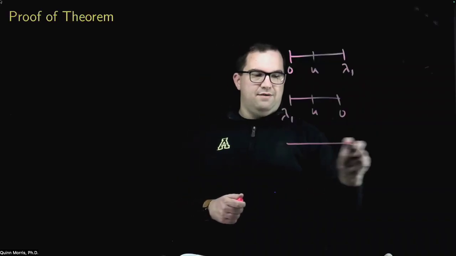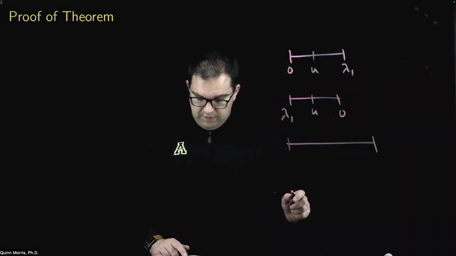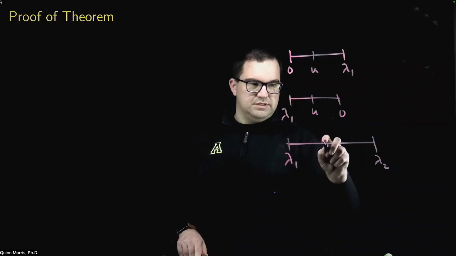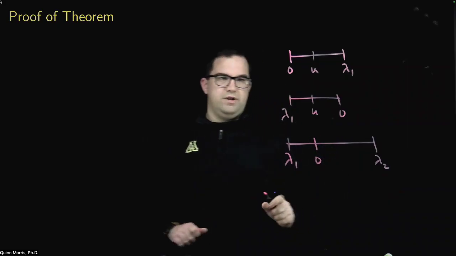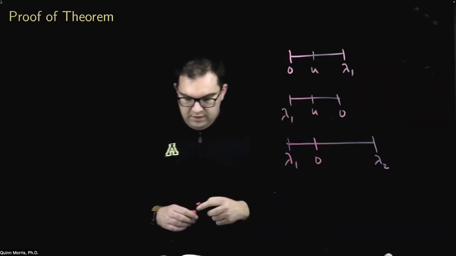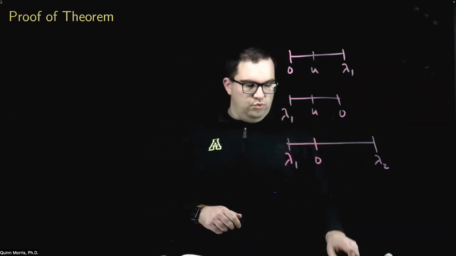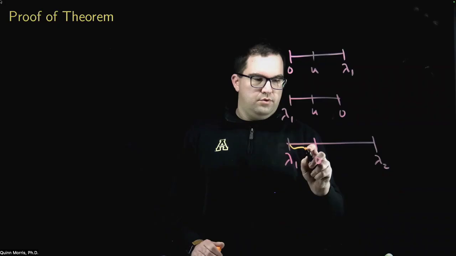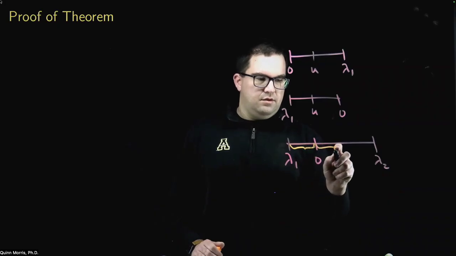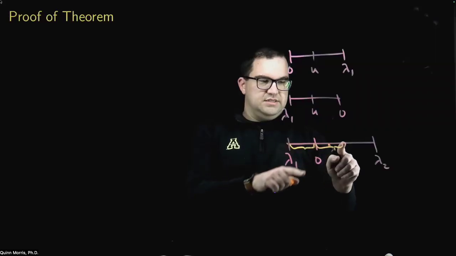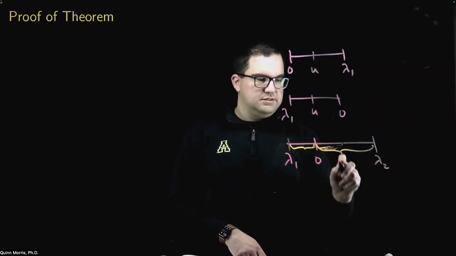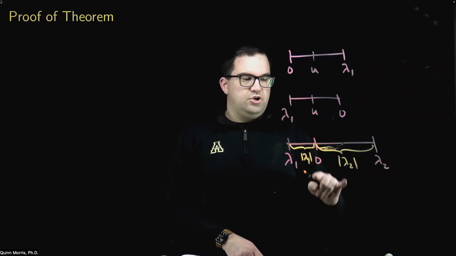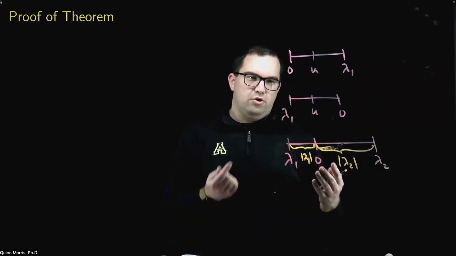Now you have, let's say, lambda 1 and lambda 2, and let's just say they have opposite signs. So maybe lambda 1 is negative, lambda 2 is positive, and maybe 0 is somewhere in here. It doesn't have to be exactly in the middle. The idea is you want to choose a u so that u is within the smaller of these two distances. You measure this distance, which is the absolute value of lambda 2, and this distance, the absolute value of lambda 1, and you pick a u that's smaller than both, so smaller than the minimum.